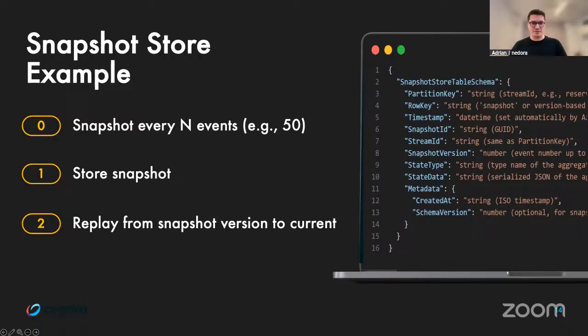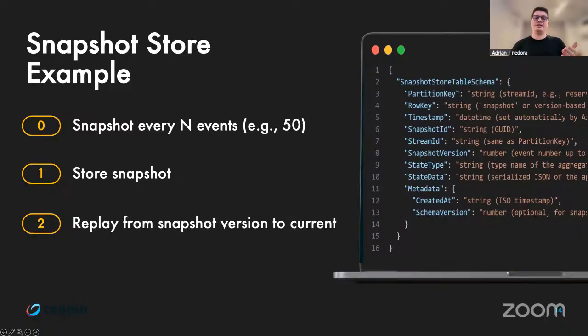A common pattern is to take a snapshot every n events, for example, 50 events. We store the snapshot along with the version number. When we need to rebuild the aggregate, we first load the snapshot, which captures the state at version 50, for example, and then we replay the events from 51 onwards. That way, we don't have to replay the entire state from the beginning every time.